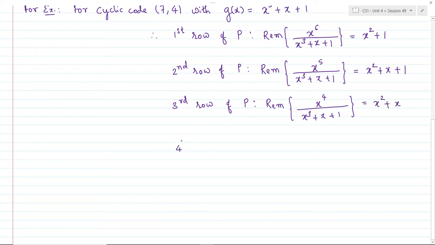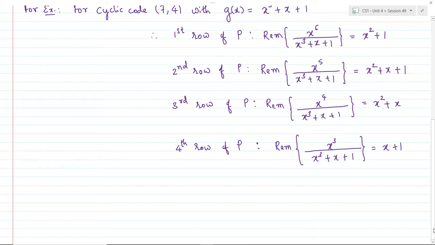And finally, the fourth row of P is obtained as x cubed over x cube plus x plus 1. This would be simply x plus 1.